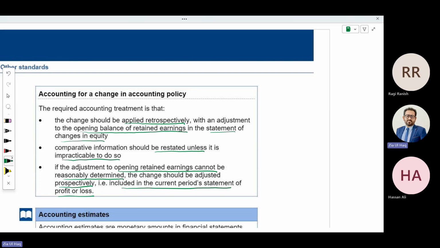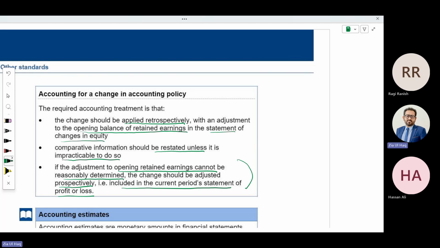Prior adjustment means you need to adjust the prior period retained earnings. But if you cannot calculate by how much amount we need to adjust the opening retained earnings, that figure is not easy to calculate, then there shouldn't be any prior adjustment. Just provide a disclosure, and this policy should be followed for current and coming years. But that is in very rare cases.